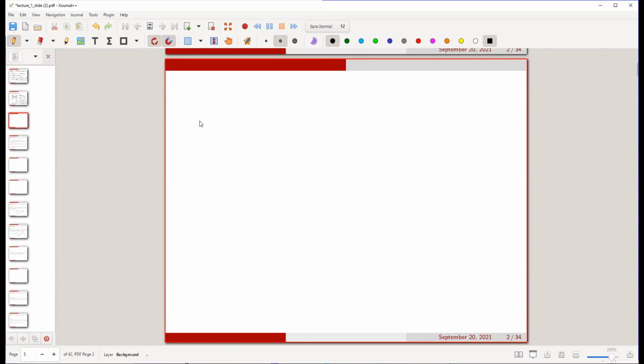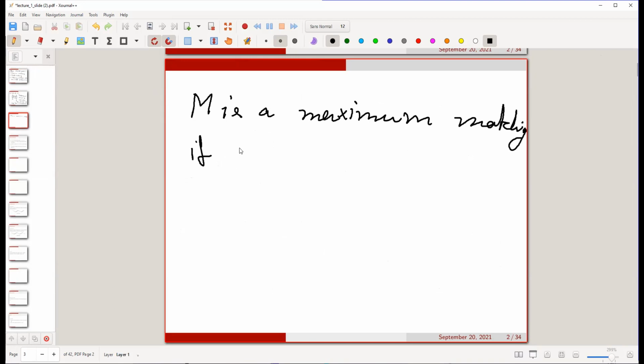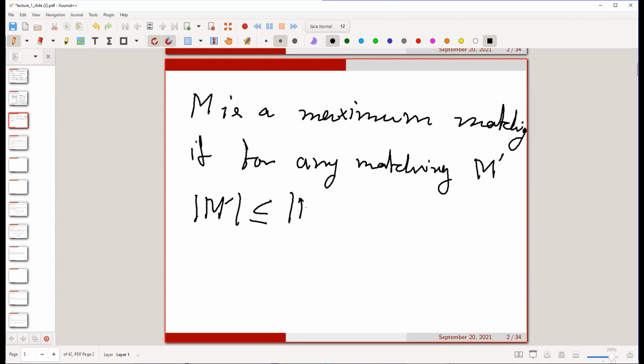Yeah, so M is a maximum matching if we take any other matching M prime, the size of M prime must be less than or equal to M. So basically the matching with the most number of edges is called a maximum matching.